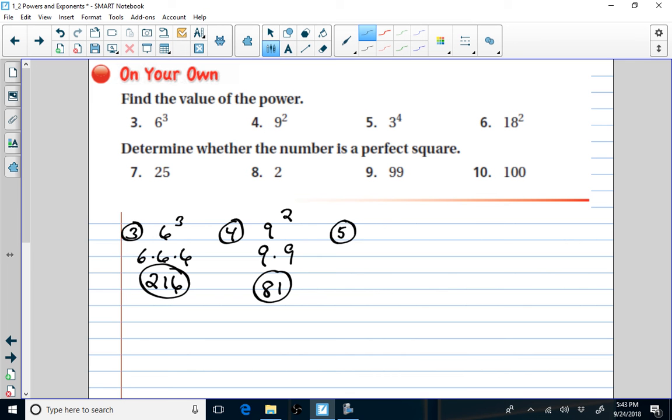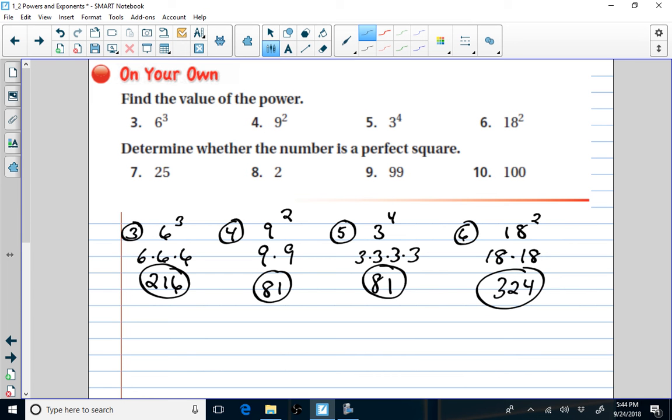Problem 5, 3 to the fourth power. I write the power as a product of its factors: 3 times 3 times 3 times 3. I evaluate. 3 times 3 is 9, times 3 is 27, times 3 would be 81. And for problem 6, we have 18 squared. So I write the power as a product of its factors, 18 times 18, and I believe that's 324.